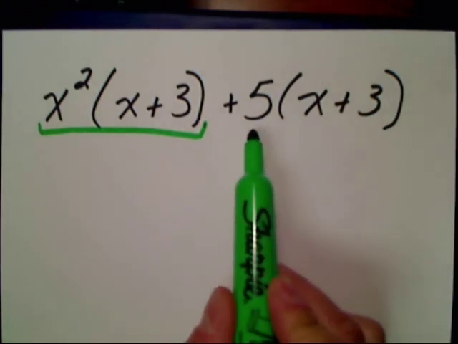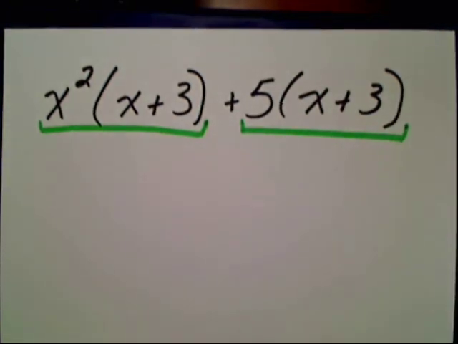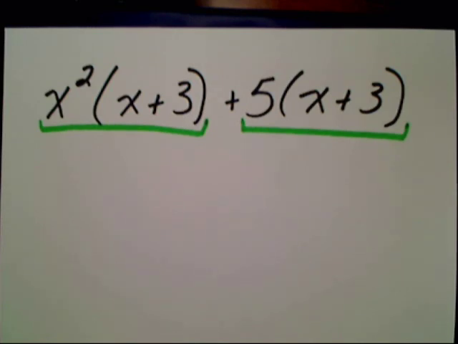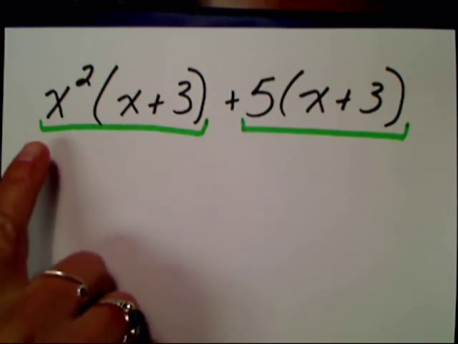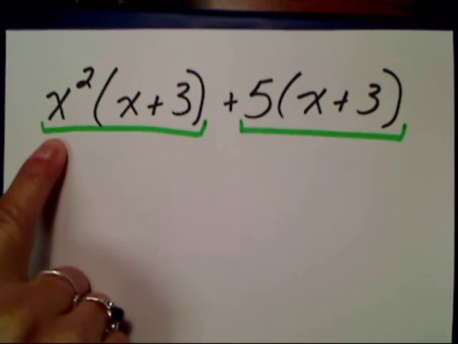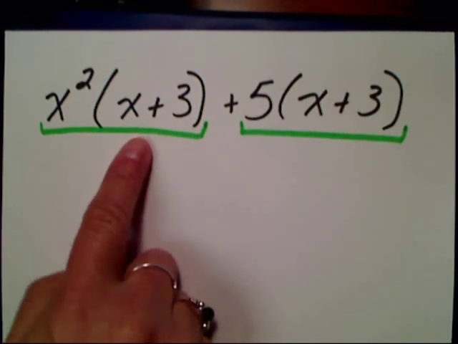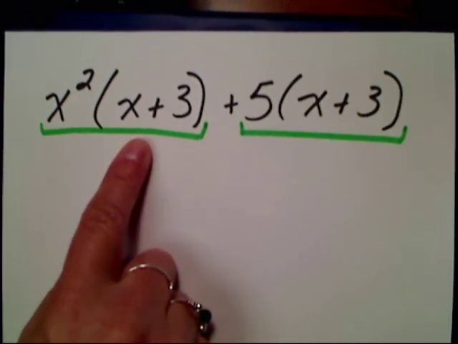Then I have 5 times this other quantity. Once again, that whole thing is one term of this expression. Now, in each term, we have different factors. In the first term, factors are the stuff that's being multiplied together. So what's being multiplied? I have x squared, which can be represented as x times x. And then it's being multiplied by this quantity. So this entire quantity, what's in the bubble or the parentheses, is one factor. The factor is x plus 3.